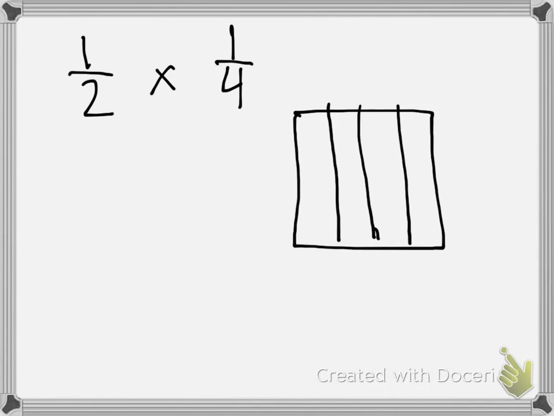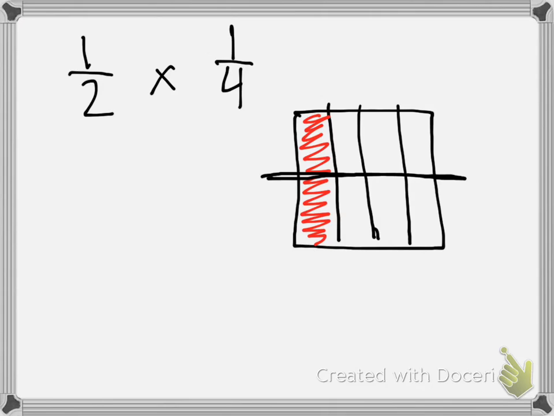1/2 times 1/4. Now we know that multiplication symbol, we can use the word "of" to represent it. So we could also read this as 1/2 of 1/4. So I have a really simple square here. I'll shade in 1/4 of the square. So now if we think about taking 1/2 of that, well, I could split it this way.